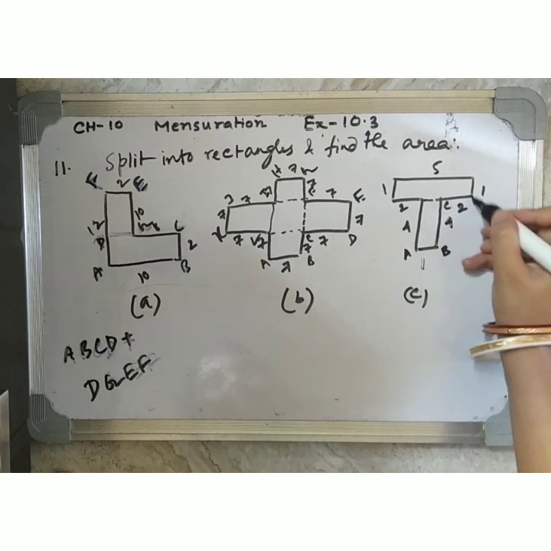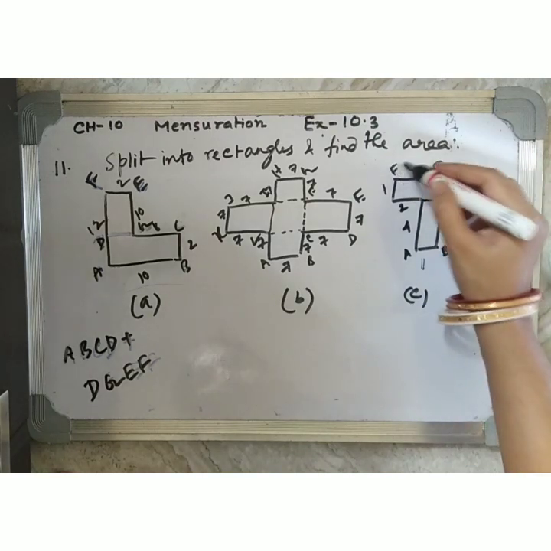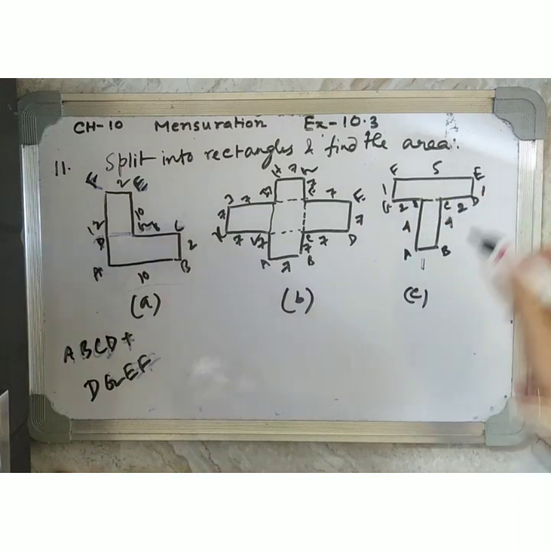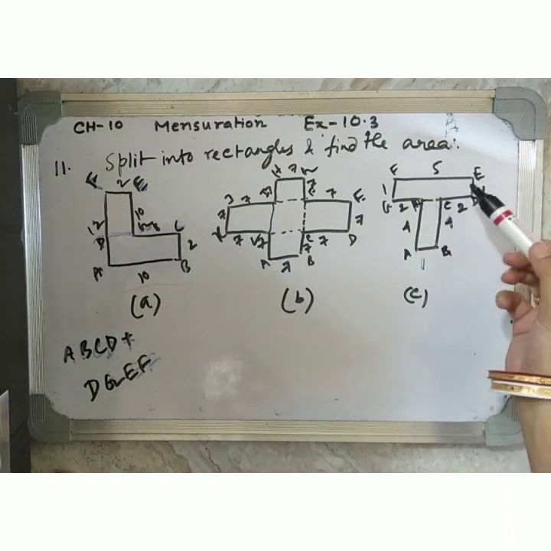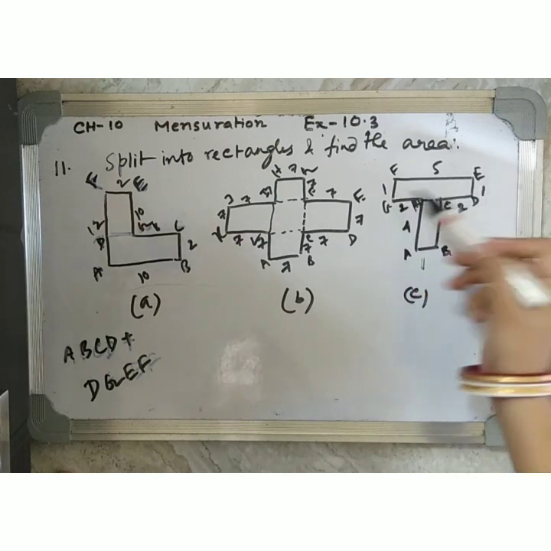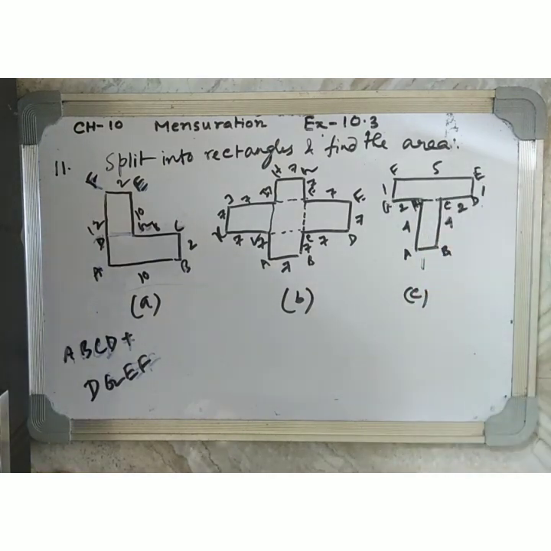A, B, C, D, E, F, G, H. So the area of A, B, C, H will be taken. After that, the area of G, D, E, F will be taken. Okay. The areas of these two rectangles will be found. After that, add these two rectangles. Then find the area. Okay. In this way, we can find all the areas of the given figures.